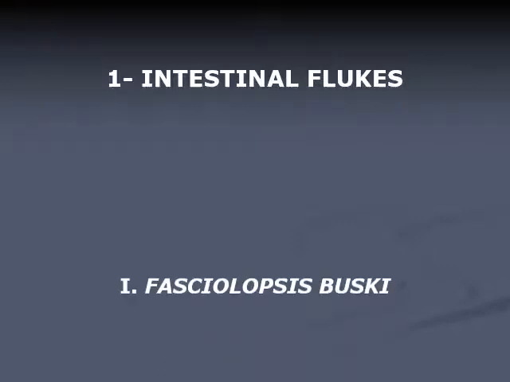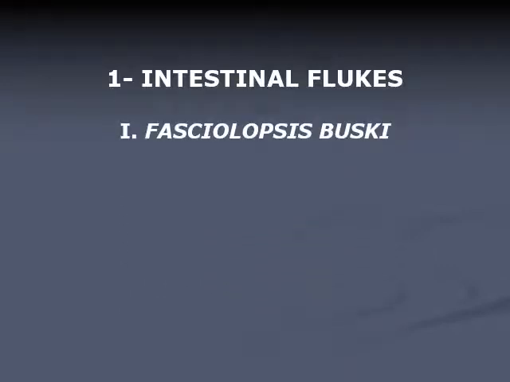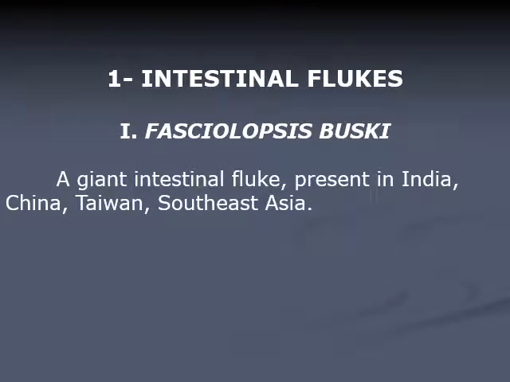First, we'll begin with intestinal flukes, which are the trematodes of human intestine. The first one is Fasciolopsis buski. Fasciolopsis buski is a giant intestinal fluke.